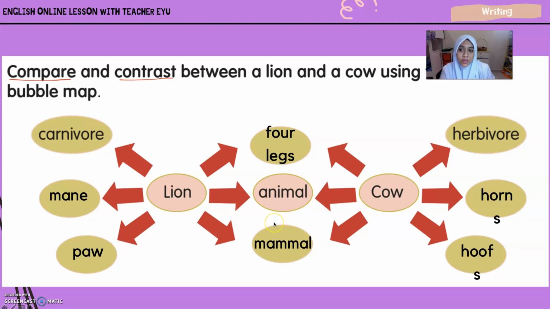Now let's look for the similarities of a lion and a cow. These three are all the similarities of these two animals. Firstly, 4 legs, 4 kaki. Secondly, both are animals. Dua-dua haiwan. And lastly, a lion and a cow, both are mammals. Mammals means it gives birth. Dia melahirkan anak.